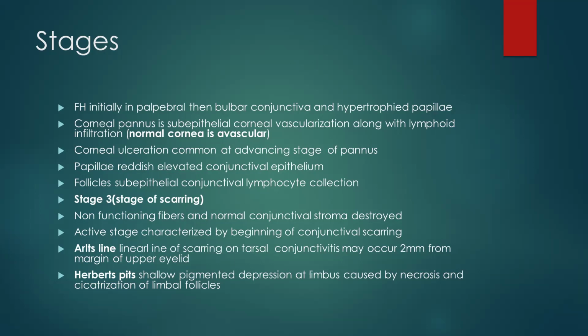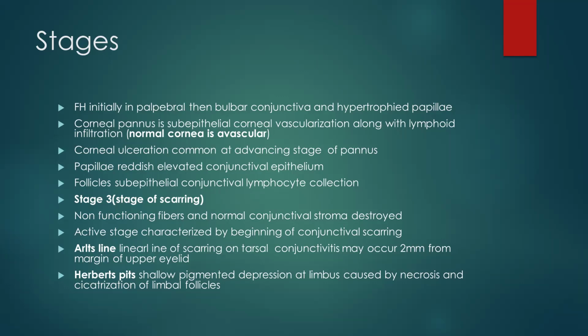Then corneal ulceration is common at the advancing stage of pannus. Then papillae, as I told you earlier, are reddish elevated conjunctival epithelium, whereas follicles are subepithelial conjunctival lymphocyte collections, and the follicles are paler compared to papillae.